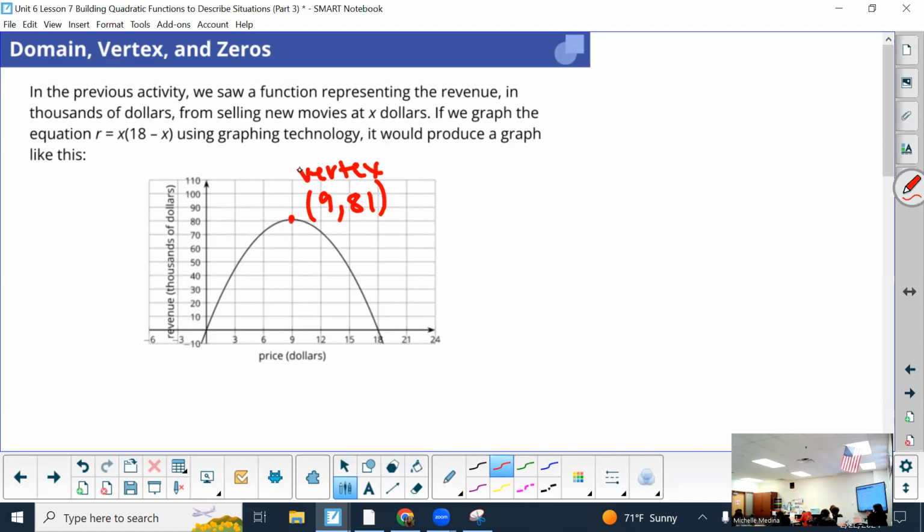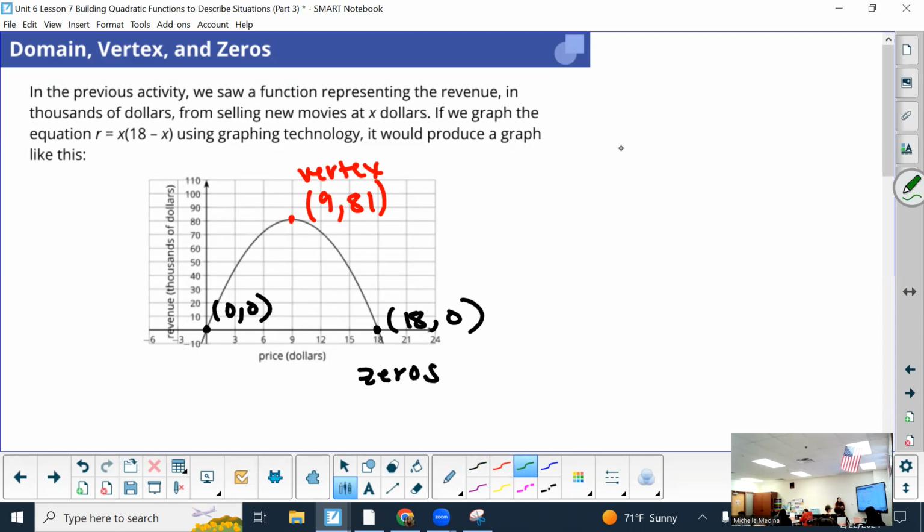So you could see when it reaches the maximum, it reaches it at 9. What are my zeros for this one? Well, 18 is one of them. So 0 is the other one. Because remember, zeros are your x-intercepts. That's when your y is 0. So these here in black are your zeros.